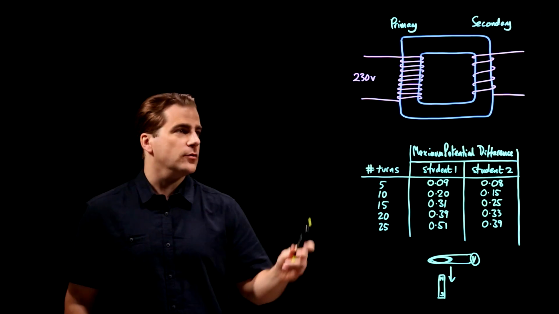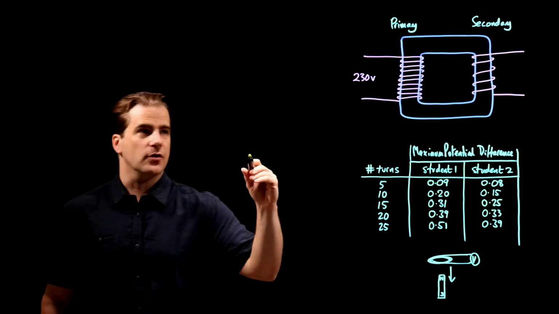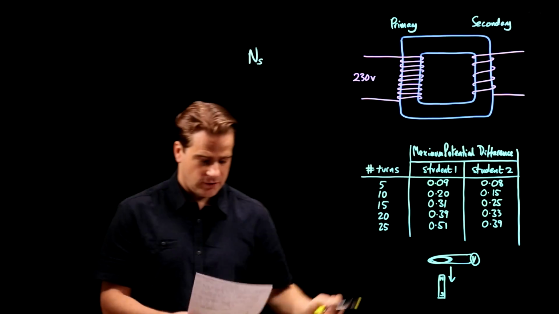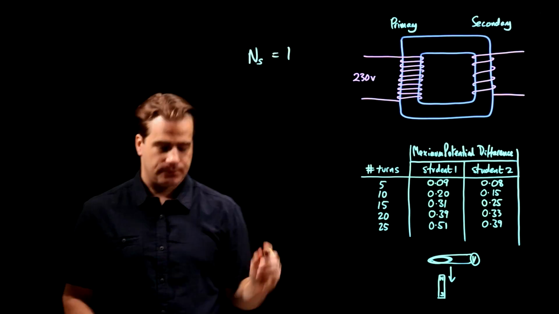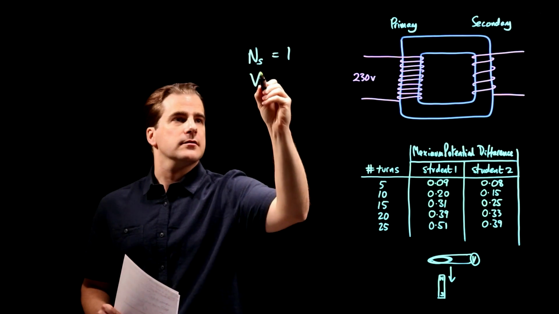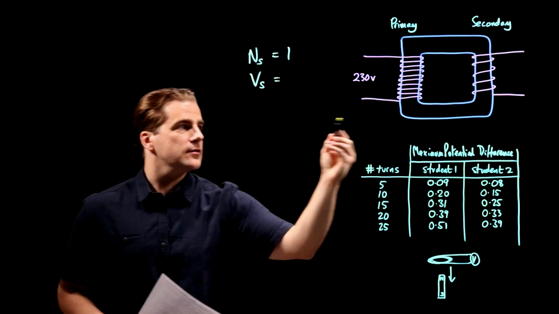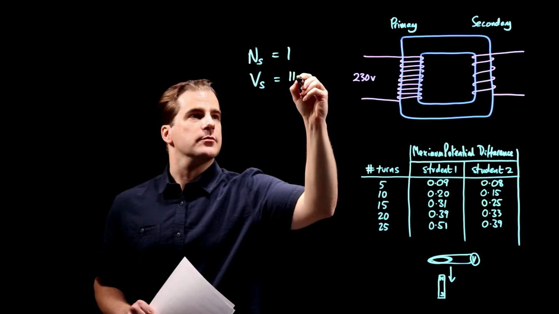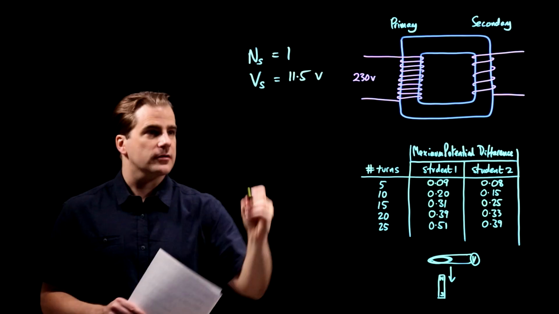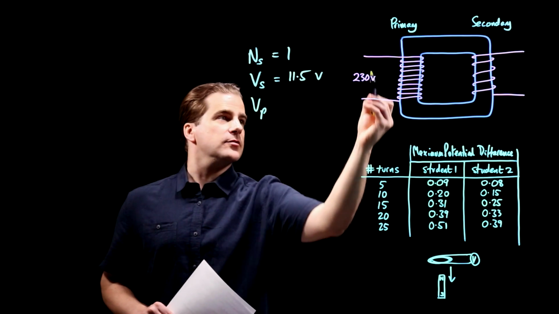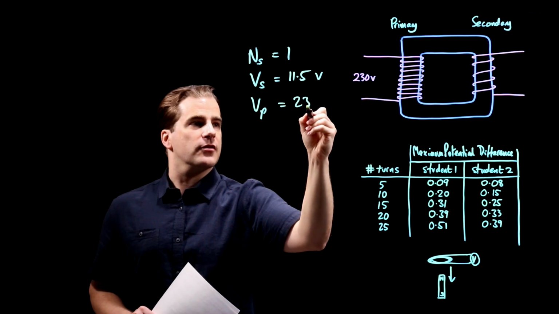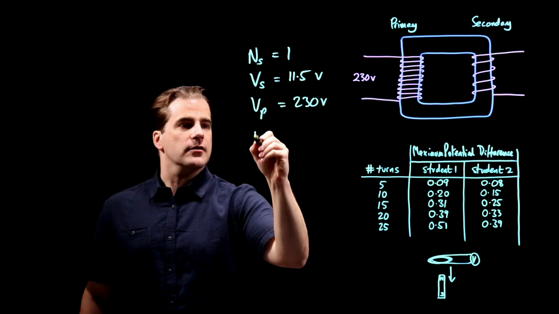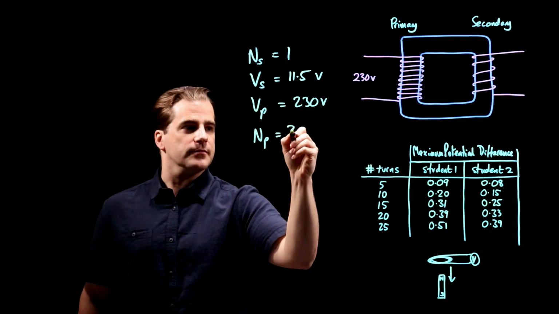Right. So we're told that in some coil, the number of turns on the secondary coil is 1. The secondary voltage coming out here is 11.5 volts. And we're told that the primary voltage, that's this one here, is 230 volts. And we have to work out the number of turns on the primary coil.